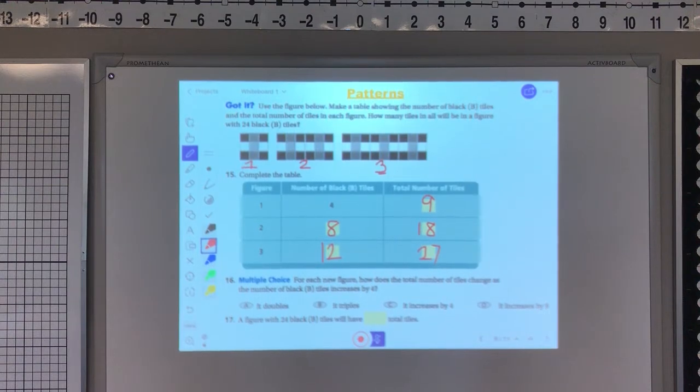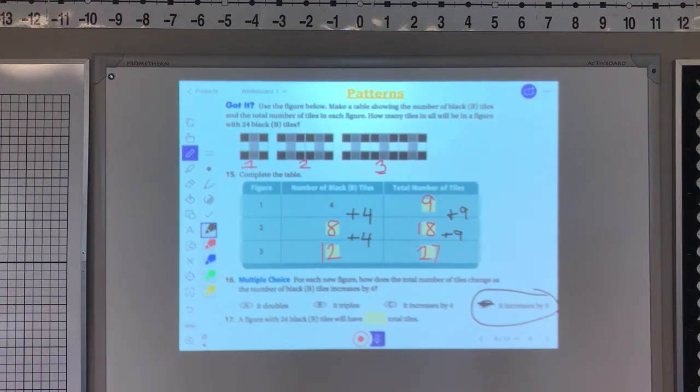It says for each new figure, how does the total number of tiles change as the number of black tiles is increased by 4? So if I look at this table, what's happening for these black ones is every time it's going up by 4. So they're asking me to figure out what's going on over here in the number of total tiles. If I look, 9 plus 9 is 18. 18 plus 9 is 27. So what's happening over there is it's increasing by 9. And the letter D right there.